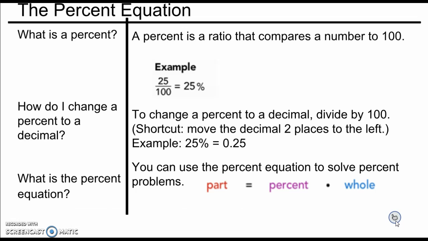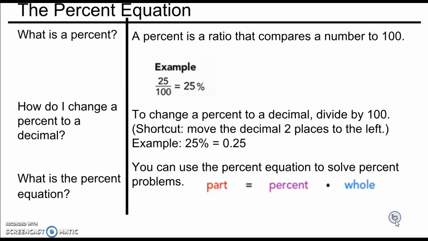A percent is a ratio that compares a number to 100. For example, 25 out of 100, or 25 over 100, is 25%. Percents can be greater than one whole or less than one whole. Percents can also be greater than 100%.